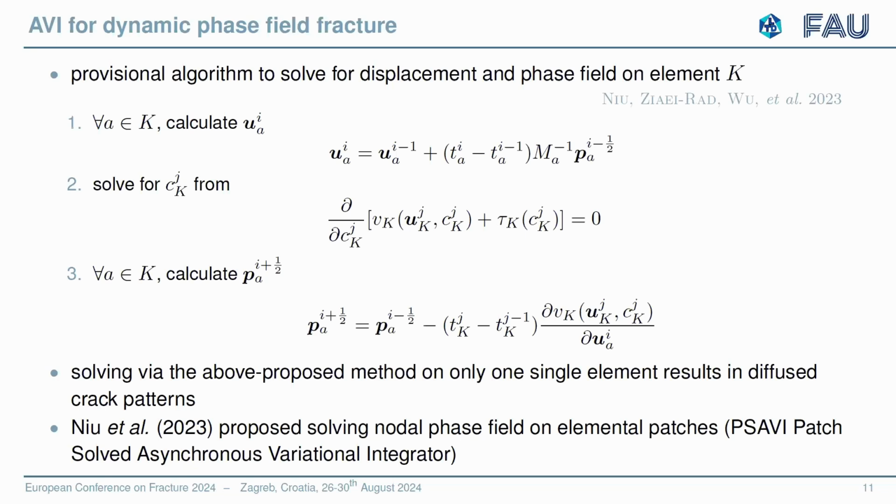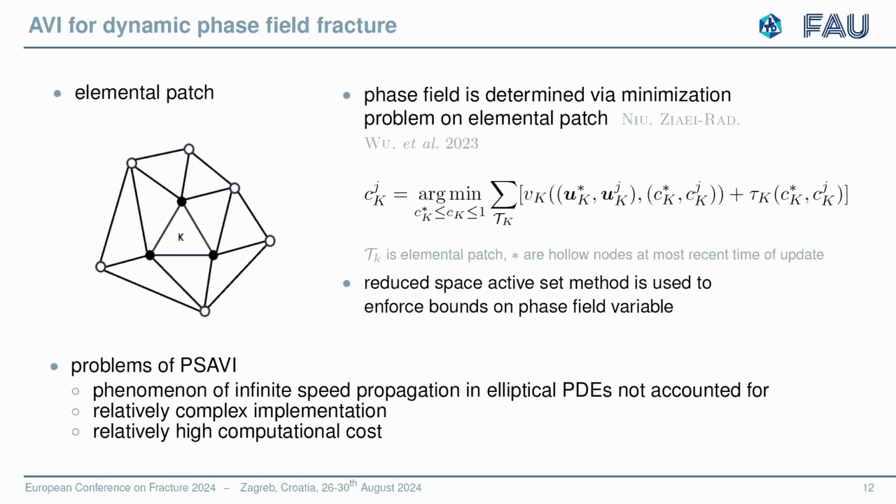But solving via the above proposed method results in diffuse cracks. It does not give you sharp and well-defined cracks. To solve this problem, Neo proposed the method of using an elemental patch. We call this method PSAVI, patch solved asynchronous variational integrator. So let's see what a patch is.